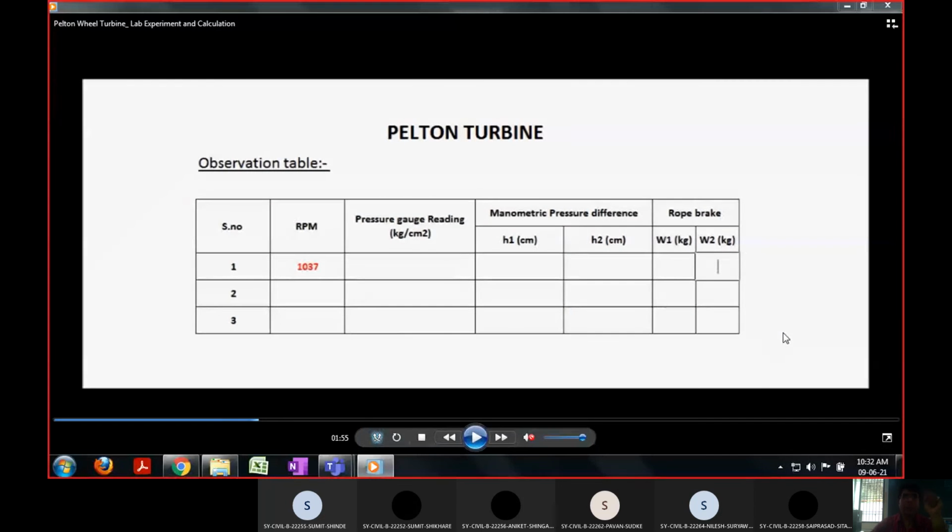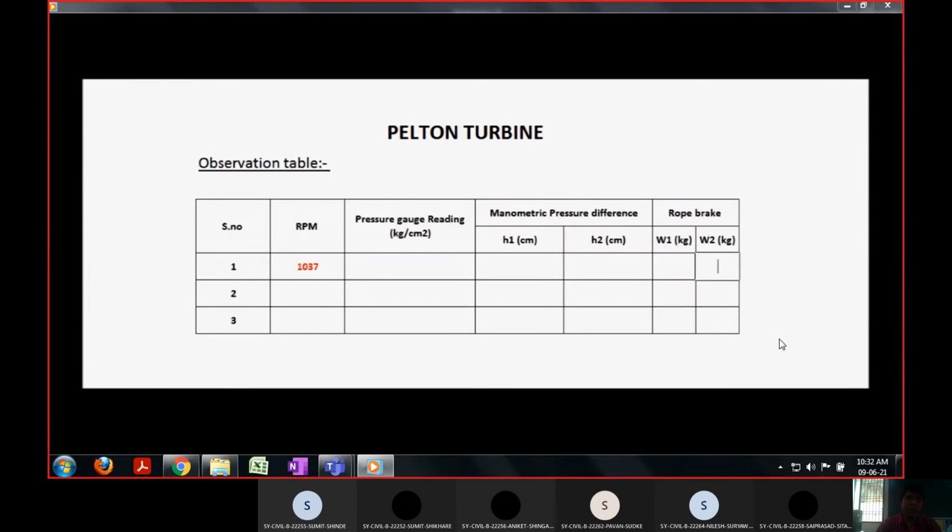Now this observation table we require to perform the practical. Is the slide visible to all of you? Yes, yes, sir.